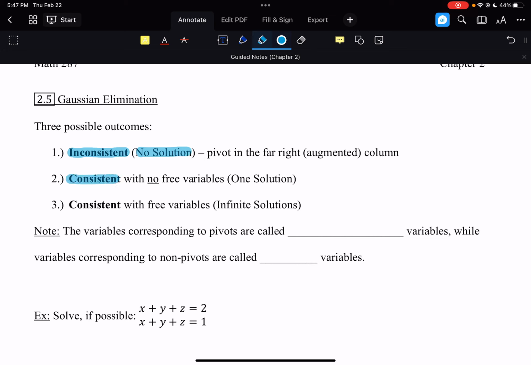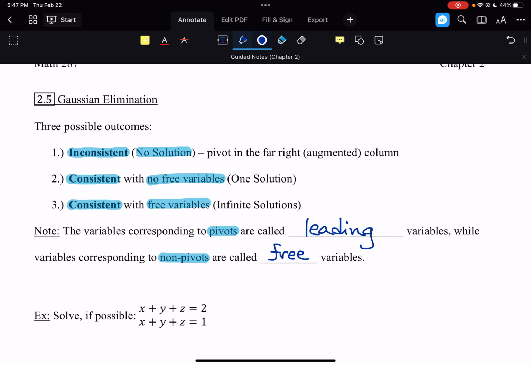You can have it's consistent with no free variables, or you can have it's consistent with free variables. Now, what are free variables? Well, the variables that correspond to the pivots are called leading variables, while variables corresponding to non-pivots are called free variables.